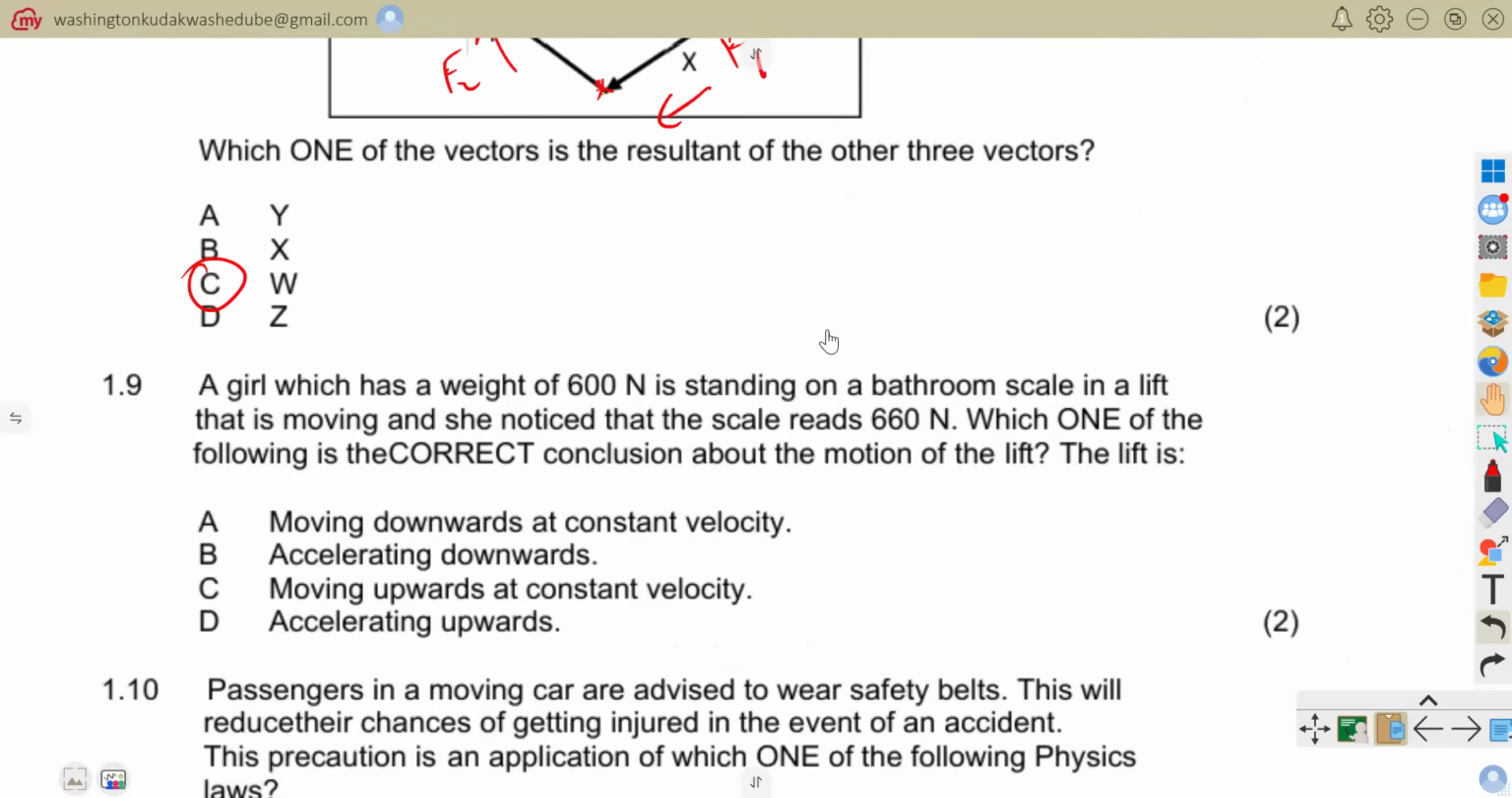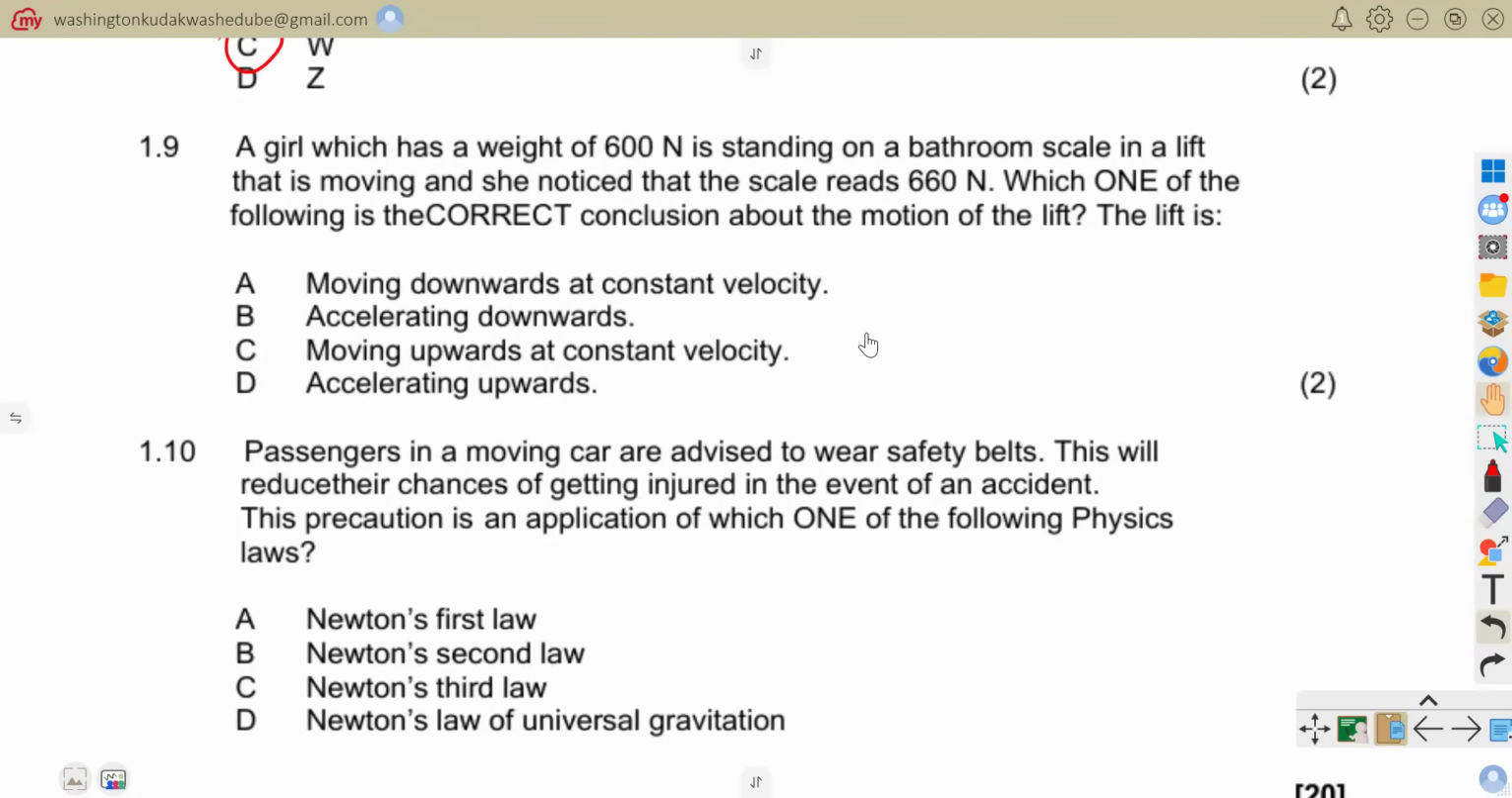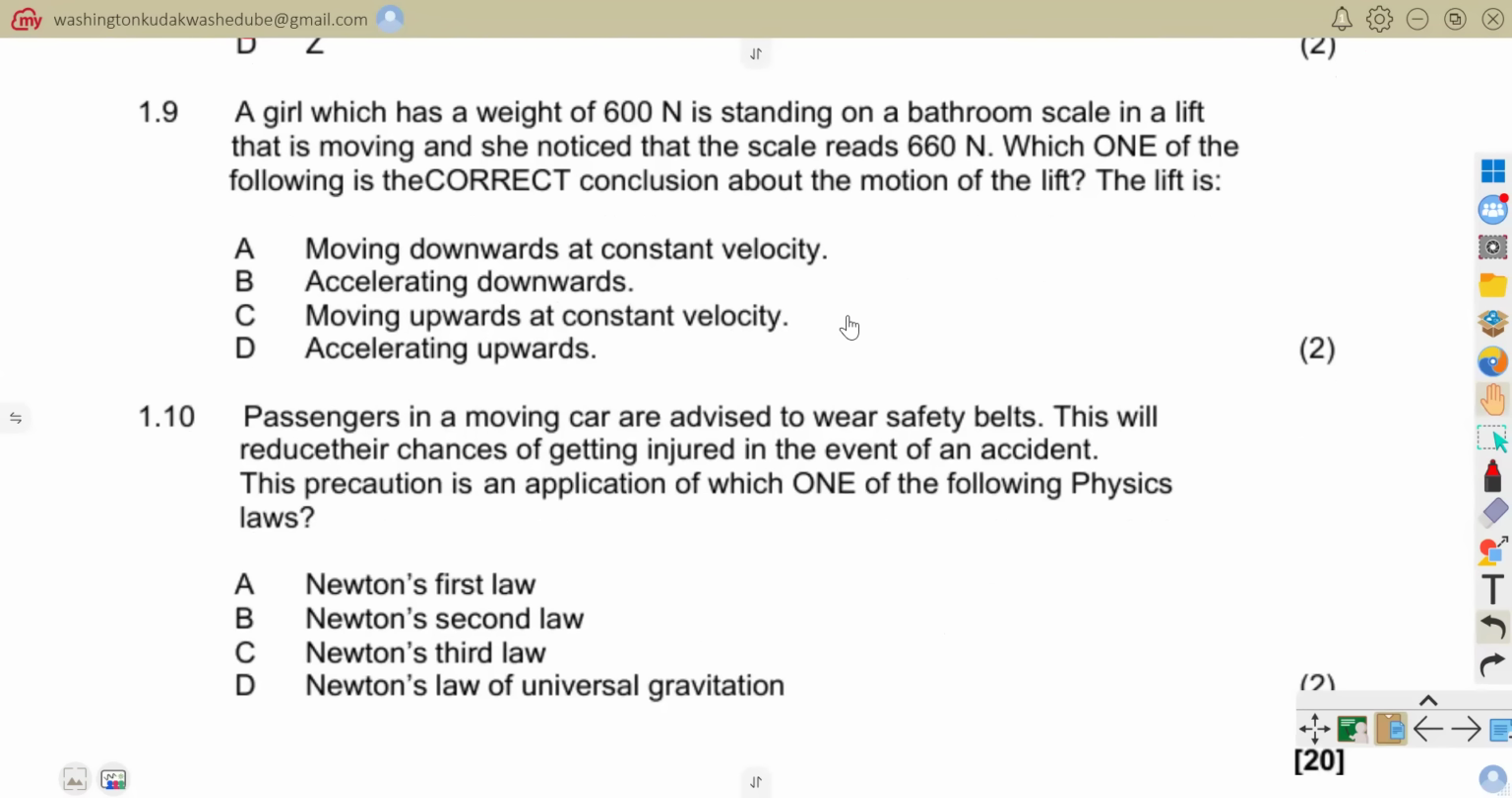So just know how you find the resultant. You need to go back and revise how you find the resultant vector when you are given a vector diagram. You need to use the head to tail theorem.